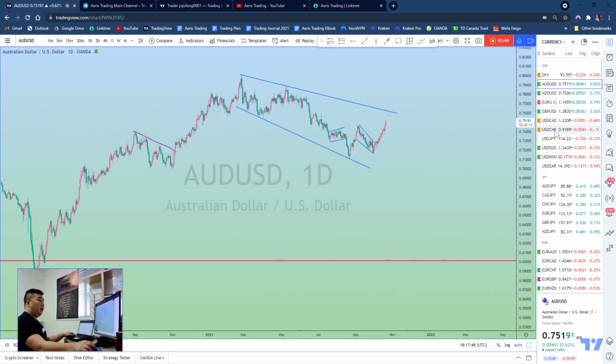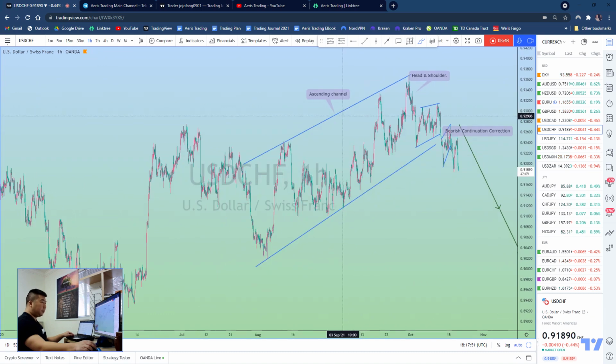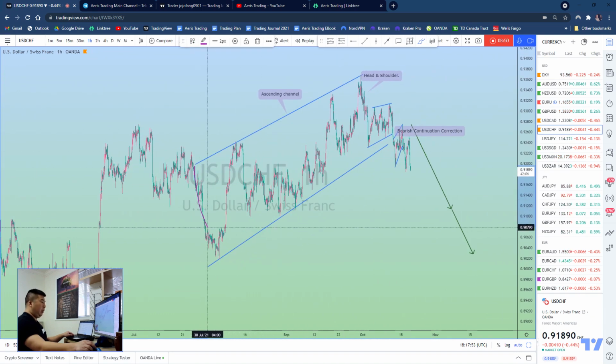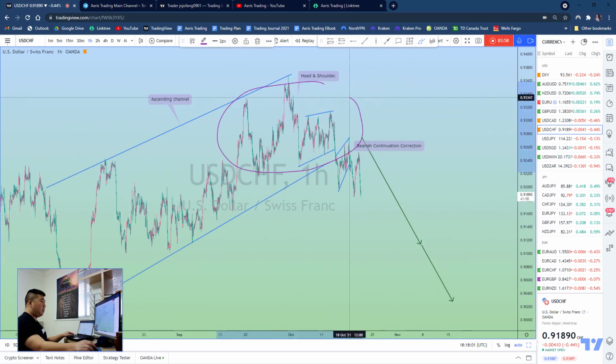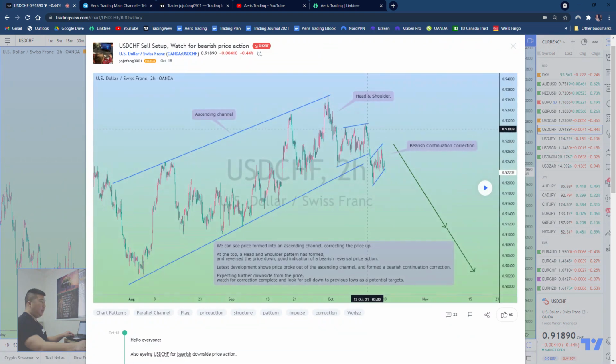Now let's look at other dollar pairs that are also looking pretty clean. I'm going to talk about dollar Swiss here. Dollar Swiss, we can see we have this ascending structure pushing the price up. As we know, ascending structure is generally a bearish reversal price action. And at the top here, we're seeing a nice head and shoulders pattern. On the right shoulder, we consolidate a little bit, and we impulsively break to the downside, which is a good thing to see. And once the price breaks down from the ascending channel here, we also form a bearish continuation correction.